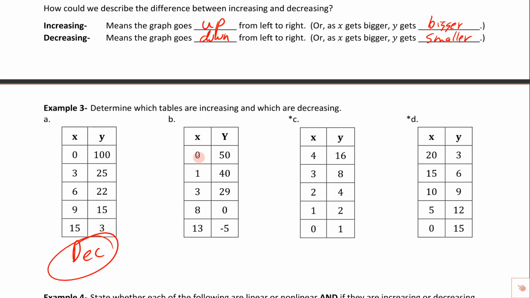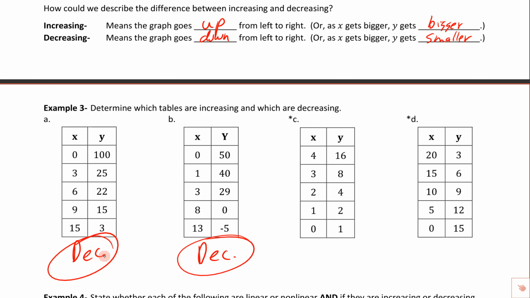So let's do that again. The x's are getting bigger, and notice they're not counting by the same amount every time. That's not important. What we just want to know is as x is getting bigger, look at what's happening here. So this would be 50, 40, 29. So as the x's are getting bigger, the y's are getting smaller. So this also would be decreasing.